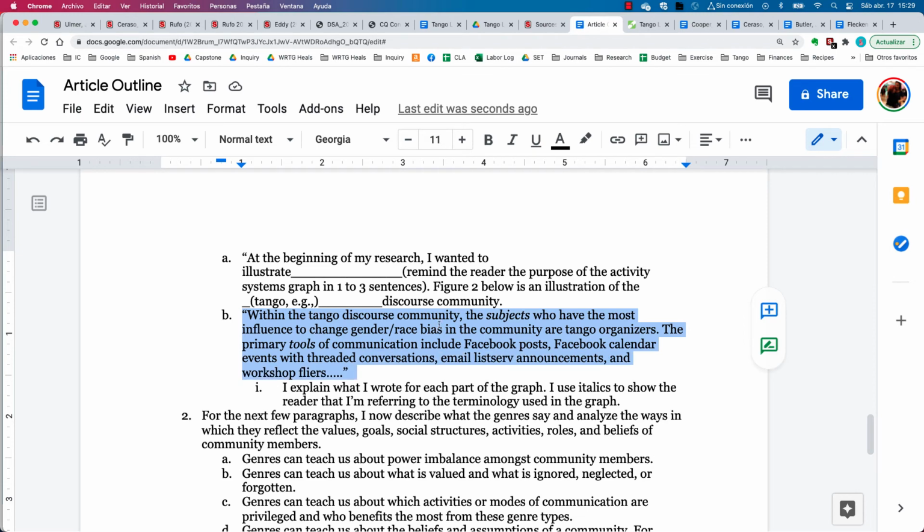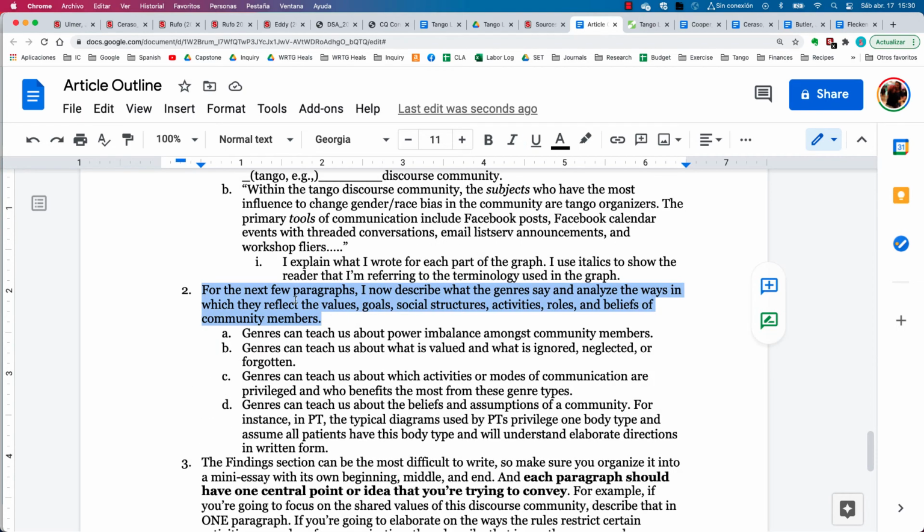So within the Tango discourse community, the subjects would have, so as you recall, one of the points of the triangle has a subject section. So I'm just basically reading the triangle and I explain what I wrote. And then there's the tools part of the triangle and I explain what I wrote there. So you basically, and you can put in italics each of those corners and explain what you wrote.